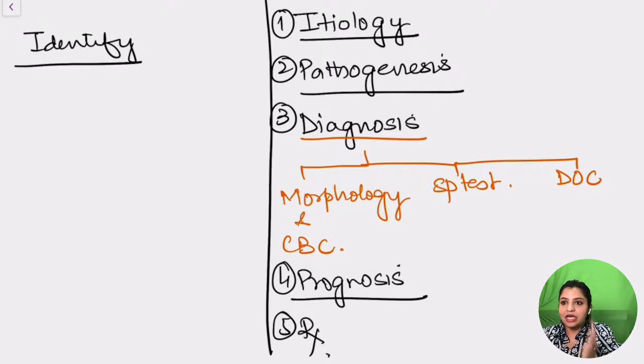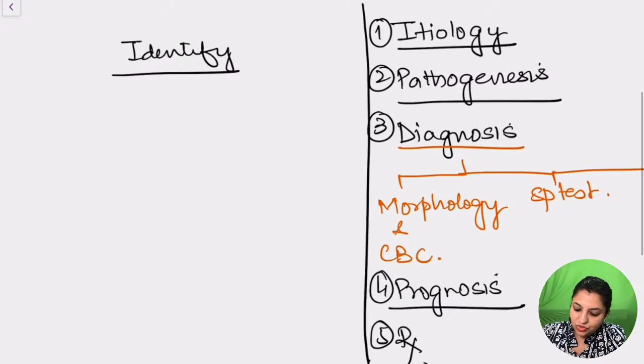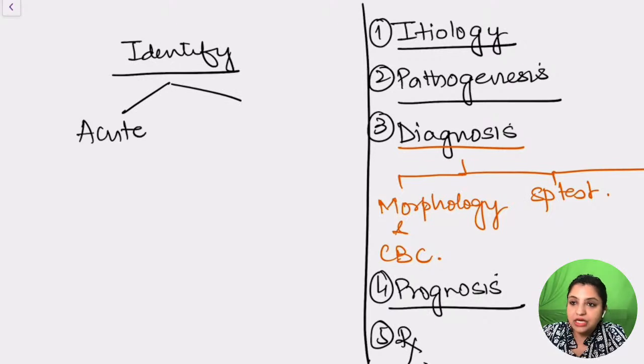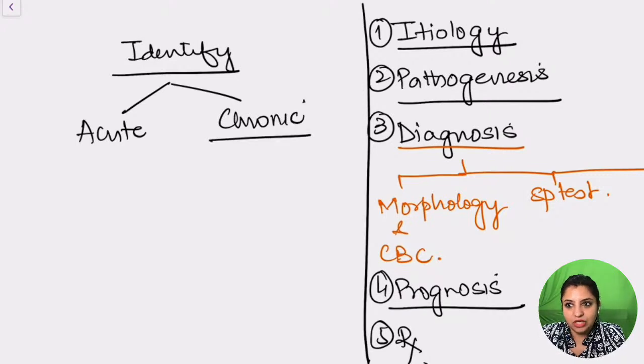Now let us go case by case to see what questions can be asked in exam. Whenever I'm talking about leukemias, first you have to identify the diagnosis, and then only you can write the other part, isn't it? So remember, there are only two types of leukemias that can be given to you. Either it can be an acute leukemia, or a chronic leukemia.